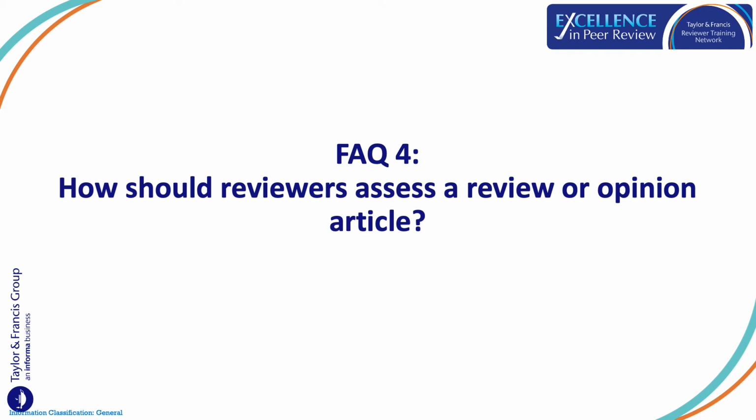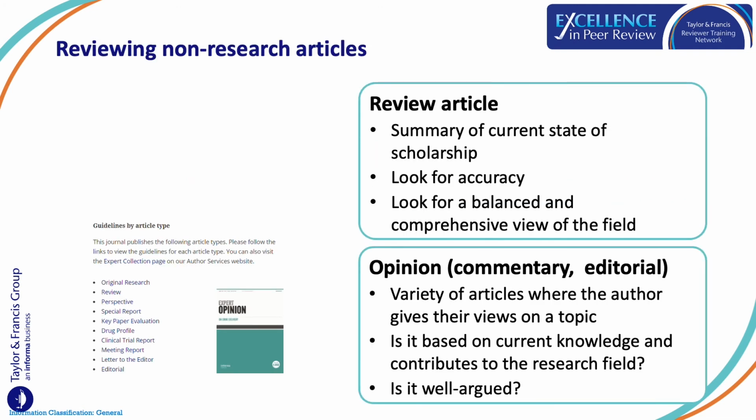The last question in this video is, how should a reviewer assess a review or opinion article? We all know that, besides original research articles, there are other types of articles published in journals. When you receive a review invitation letter, you should know what kind of article you need to review. For example, a review article is a summary of the current state of knowledge. So when you assess this kind of article, you should pay attention to the scientific or research accuracy.